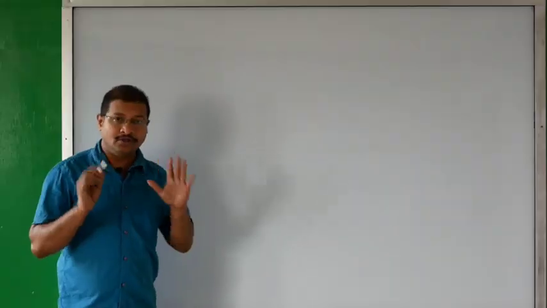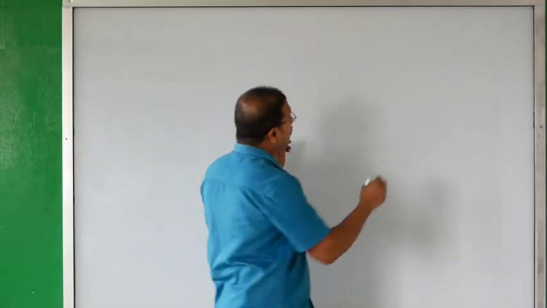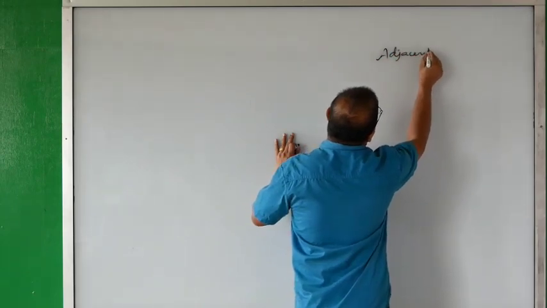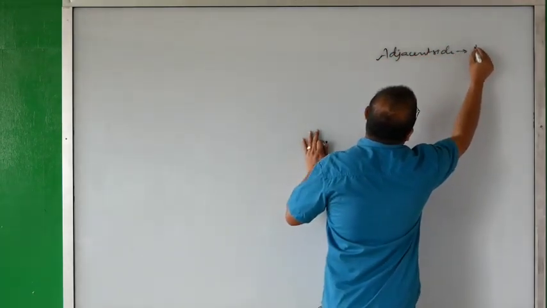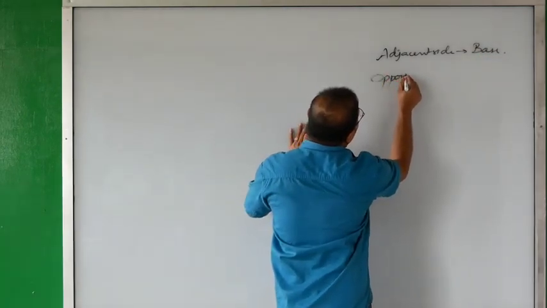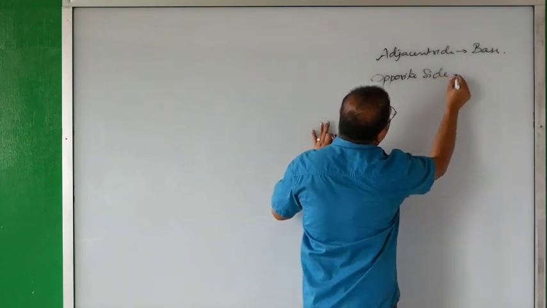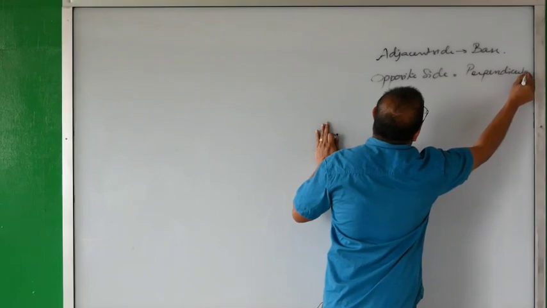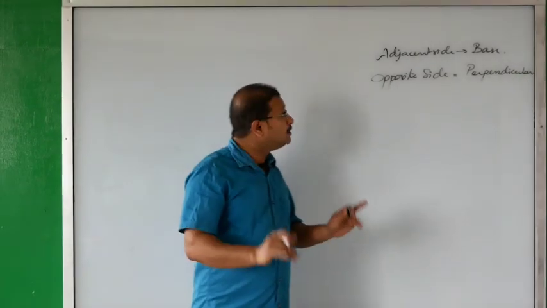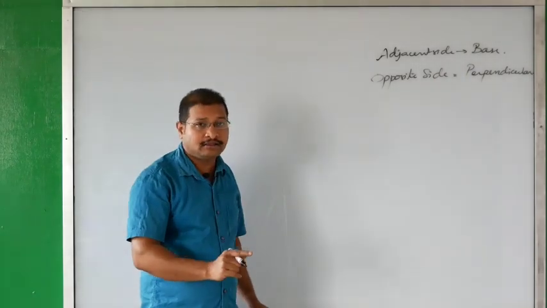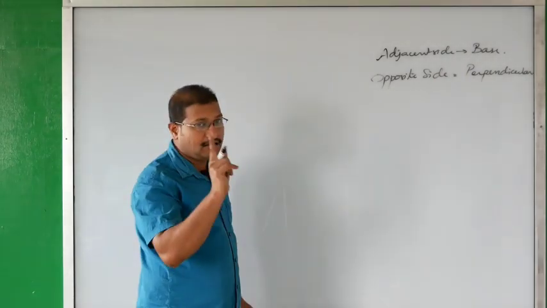Ready? So now, we have to be careful. Adjacent side is the base, and opposite side is the perpendicular. Always keep this in heart. Adjacent side is the base. Opposite side is the perpendicular. Now let's see.